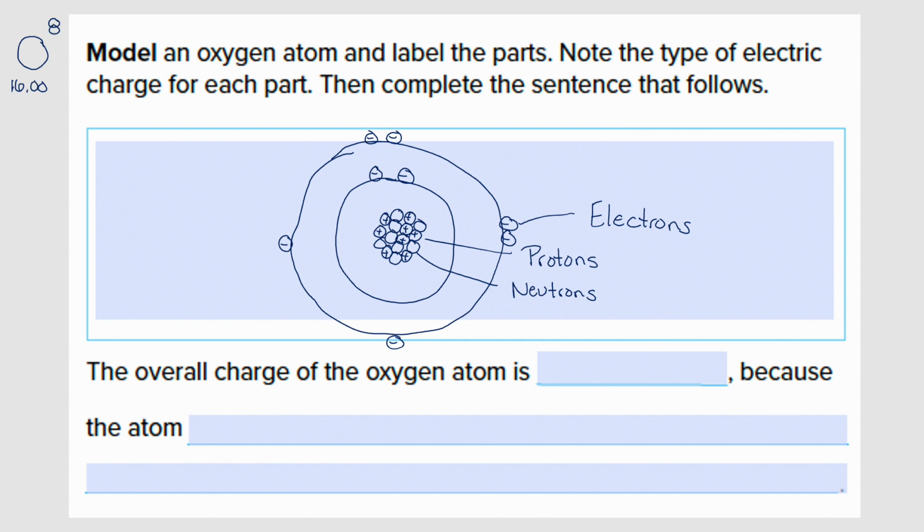Now, in our oxygen atom, the overall charge of this atom is neutral or 0 because the atom has an equal amount of protons and electrons. So since protons are positive and electrons are negative, that creates a net neutral molecule for anything that has that equal number of protons and electrons.